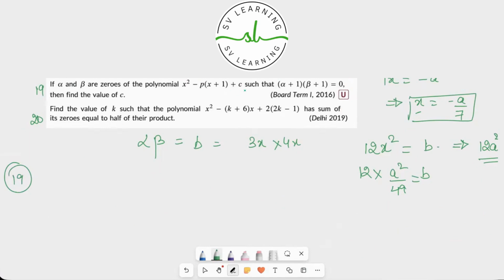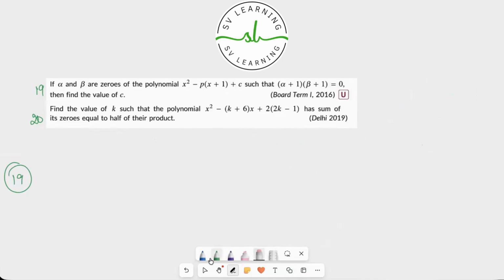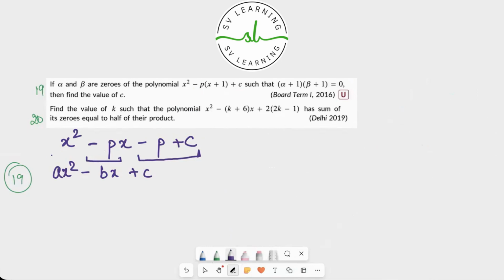Question number 19 says, again, a polynomial is given. Now in question number 19, what you have to take care of is the fact that the polynomial is not given in the standard form. So you can see that it has to be ax square minus bx plus c. So we have to expand it. And then if you compare it with ax square minus bx plus c, this is your c part, this is your b part, and this is your a part. So we had to open this here.